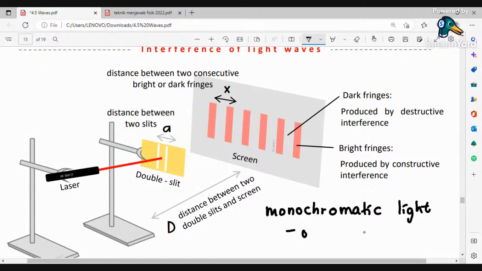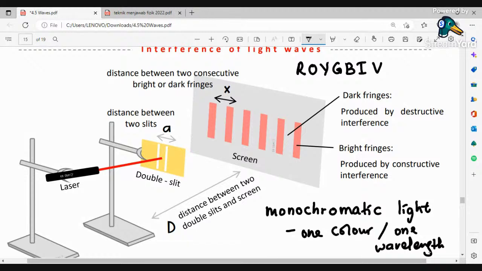Okay, meaning one color or one wavelength. As we know, colors sometimes combine, so this one is only one single color. For visible light, the white light can be dispersed into 7 colors: red, orange, yellow, green, blue, indigo, and violet. All these colors, we call monochromatic light.